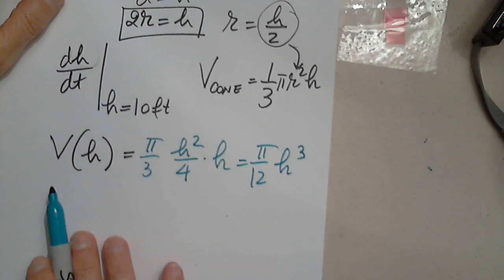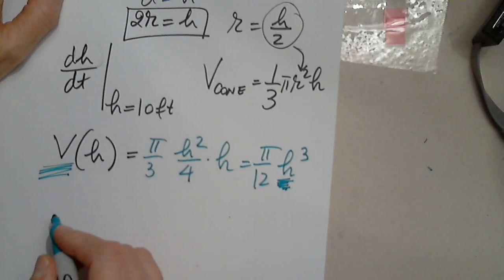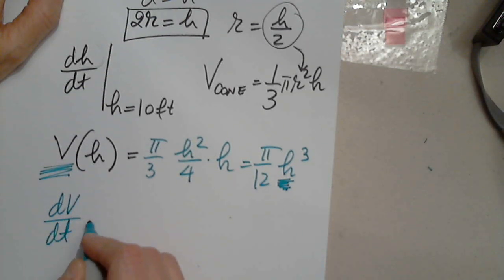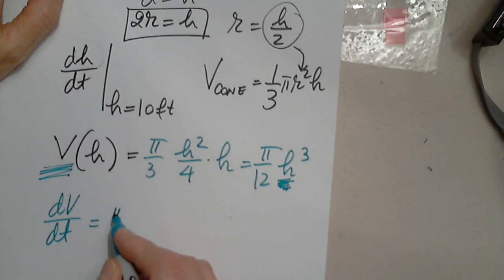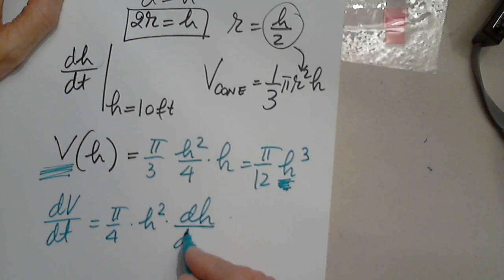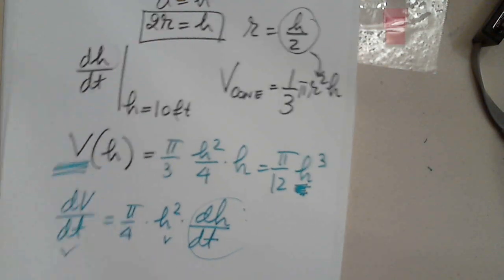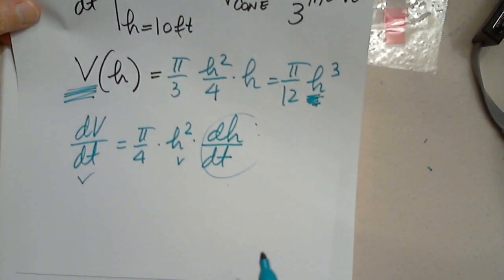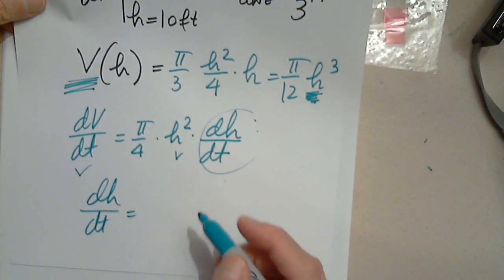I will differentiate with respect to time, because this is a function of time and this is a function of time. So I differentiate the left-hand side, I get dv over dt. I differentiate the right-hand side, I bring 3 down and simplify, times h squared times dh over dt. This I have, this I have, this is the only one I don't. And then I plug in what I'm given. So dh over dt will be this over this.